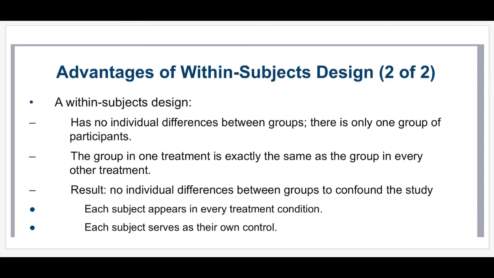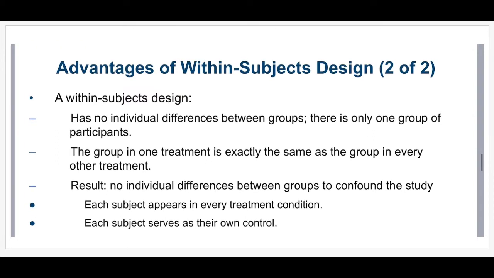Within subjects design, this is kind of furthering these advantages. Within subject design has no individual differences between groups, right? There really is literally only one group of participants. So the group in treatment 1 is exactly the same as the group in every other treatment because it's the same people. And so there are no individual differences between the groups that could be a potential confound or a threat to the internal validity. This means that each subject appears in every treatment condition and each subject serves as their own control.